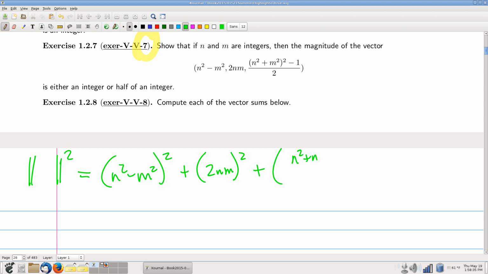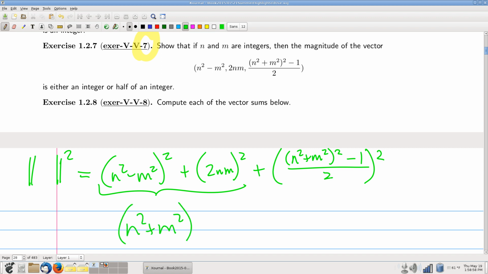Okay, n squared plus m squared, quantity squared, minus 1 over 2 squared. First little convenience, and you probably already figured this out: when you square this out, you get n squared plus m squared quantity squared. Conveniently, the cross term, because of the minus, you're going to get minus 2 n squared m squared, but this is plus 4 n squared m squared, and that just turns the minus into a plus. Okay, cool.